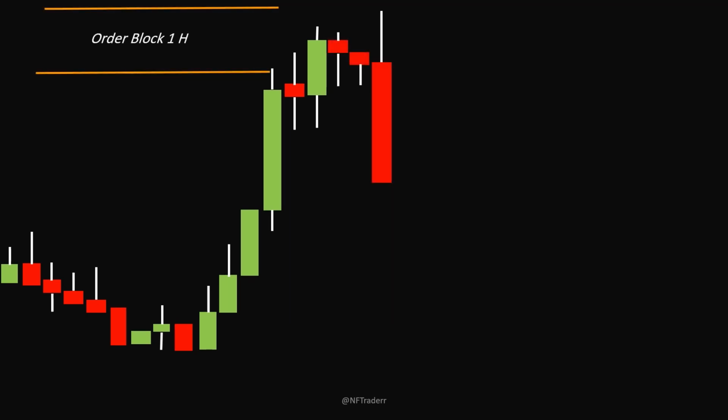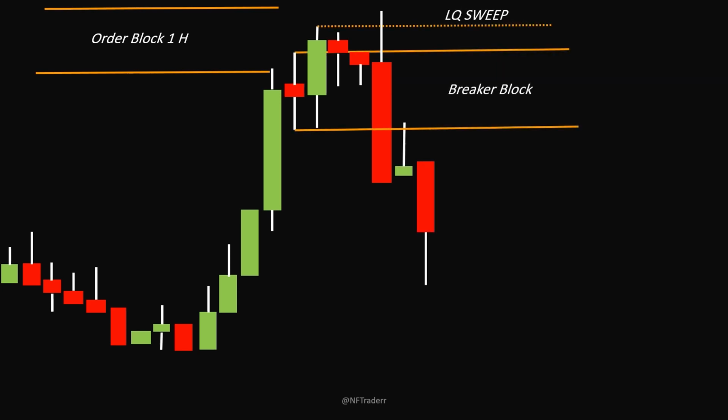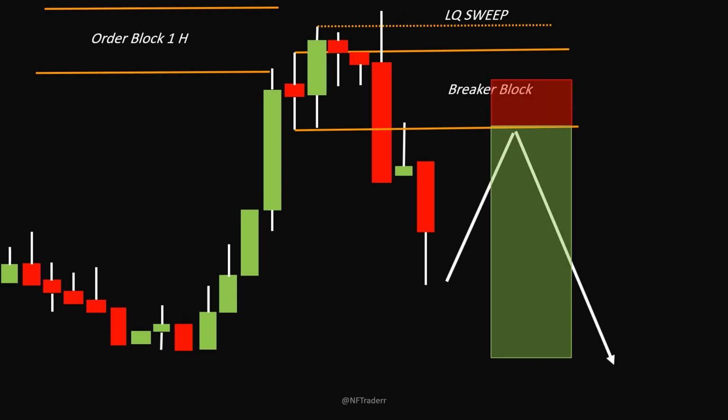Another high probability setup arises when a breaker block is paired with an order block. In this situation, an order block forms near the breaker block area. These breaker blocks are particularly powerful because the price is likely to respect them, representing areas where numerous orders were previously executed. There may still be orders held in that area, increasing the likelihood that the price will return to retest it.